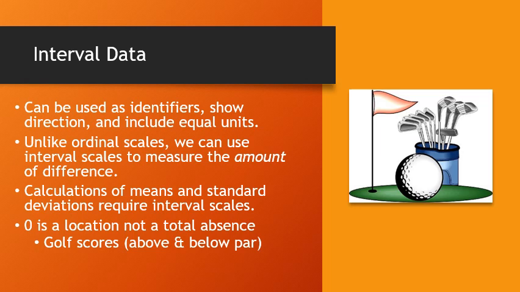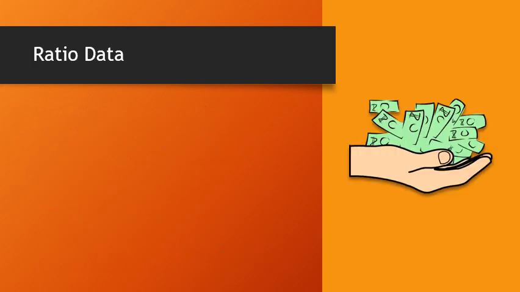Some people can do better and do it in fewer strokes, and they might have 1, 2, or 3 below par. Some people are terrible golfers or they just don't golf very often, and they might get 3, 4, or 5 above par. In this case, 0 is just a location. It's not an absence of something. It just represents a location. You might also have seen interval data in terms of above and below average rainfall. The Weather Channel uses this a lot.